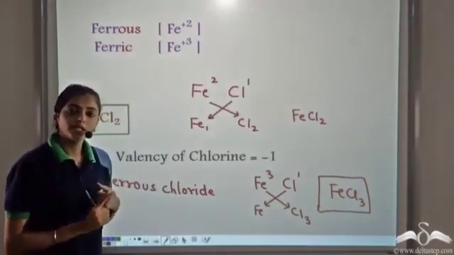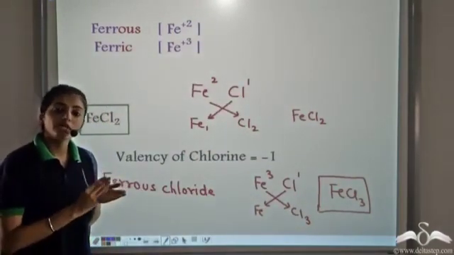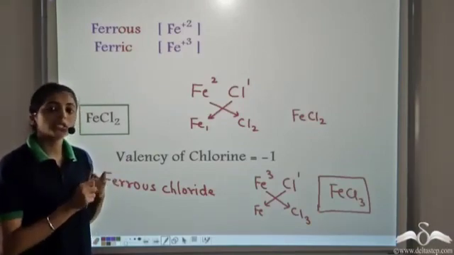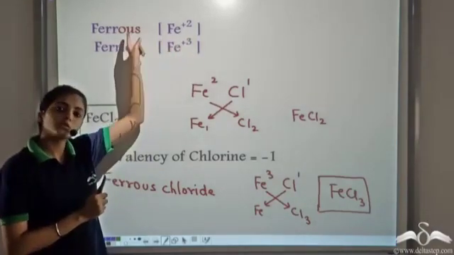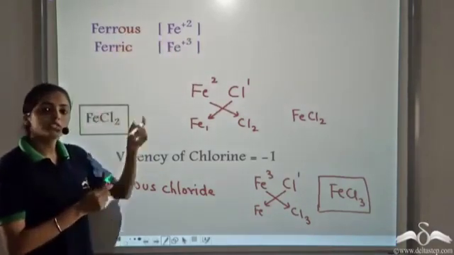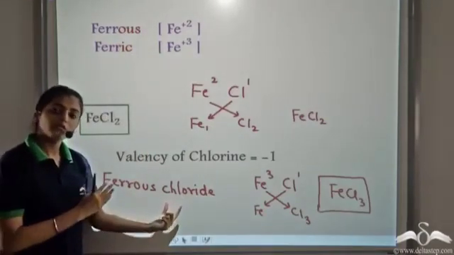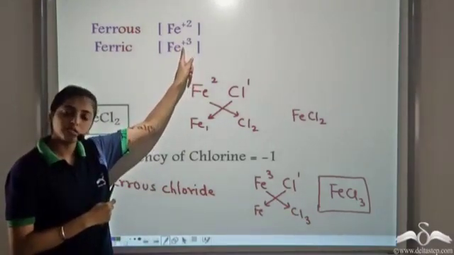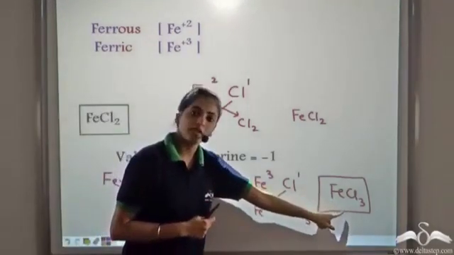So whenever we are writing the name of a chemical compound using a metal which shows variable valencies, in this case we had Fe which shows variable valency. When it has a valency +2, it is known as ferrous. So if you are using ferrous, we name it as ferrous chloride. If you are using a compound of iron having a valency +3, we use the name ferric. So now in this case it becomes ferric chloride.